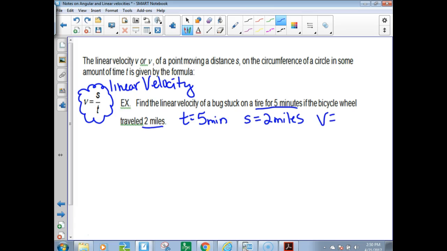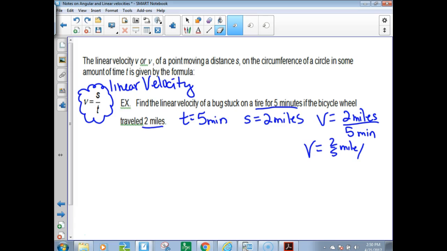Your linear velocity is 2 miles per 5 minutes. I'm going to be doing a lot of writing of dimensional analysis because we have to have the labels right. You're going to either divide out the 2 and the 5, or you're going to write 2/5. So the linear velocity is 2/5 of a mile per minute, using mi for miles, which is approximately 0.4 miles a minute.